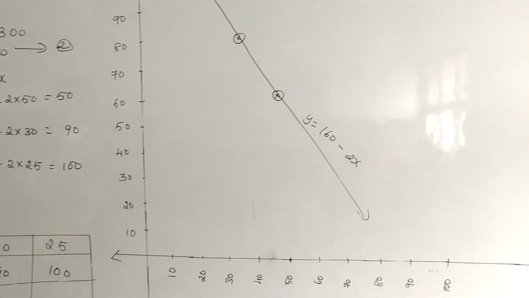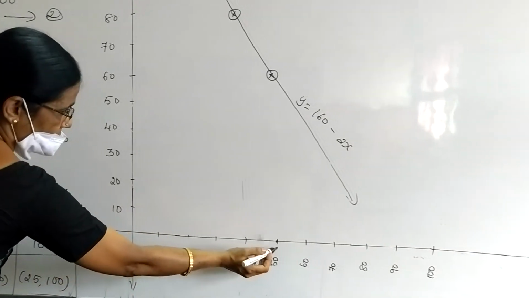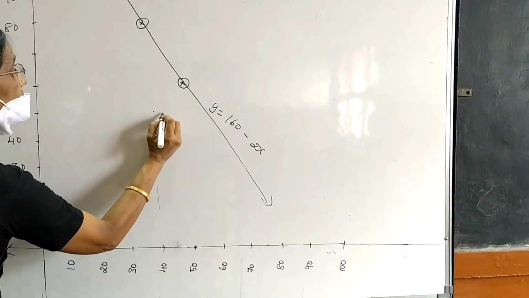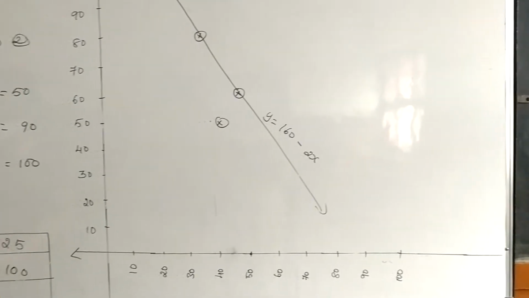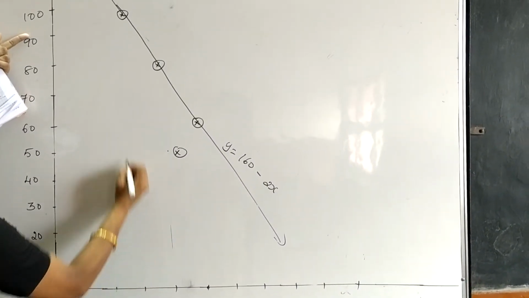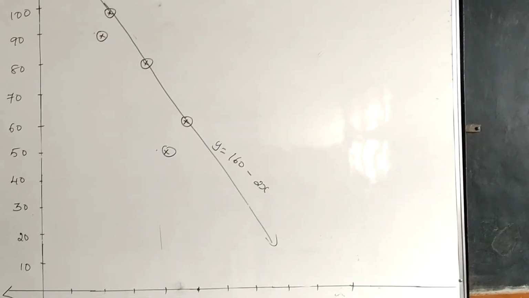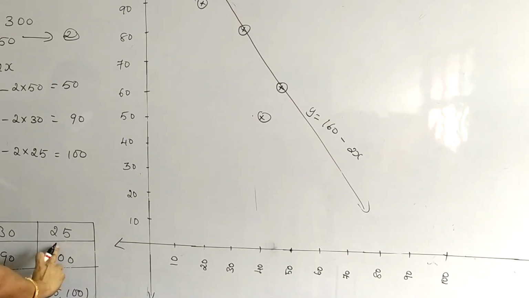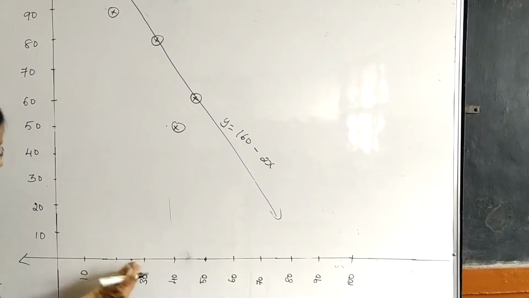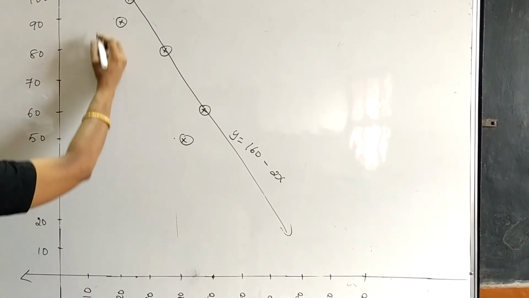Now we consider the second table. X is 50, y is also 50. X 50 is here, y 50 is here. So here they go inside. X is 30, y is 90. And the third point is x is 25. 25 is a number between 20 and 30. You can see it is the fifth small line after 20. So it is 25 and the y value is 100.